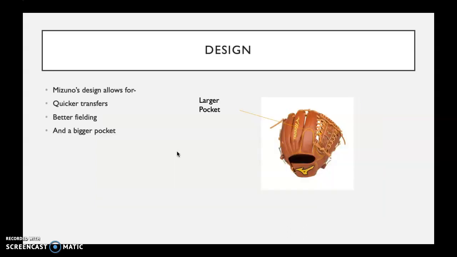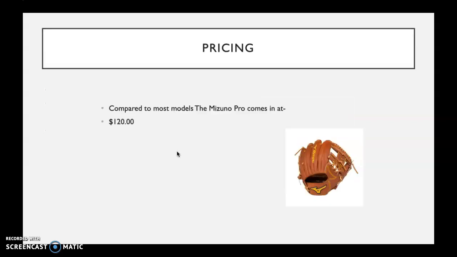Then the way I fixed it, I used design, and I showed what the actual design was and what the benefits of using this glove were. As long as I point out, or I also point out the larger pocket in the glove. And then for pricing, I compared it to other gloves and showed the actual pricing with a smaller picture. That way, it's not as distracting from the message.